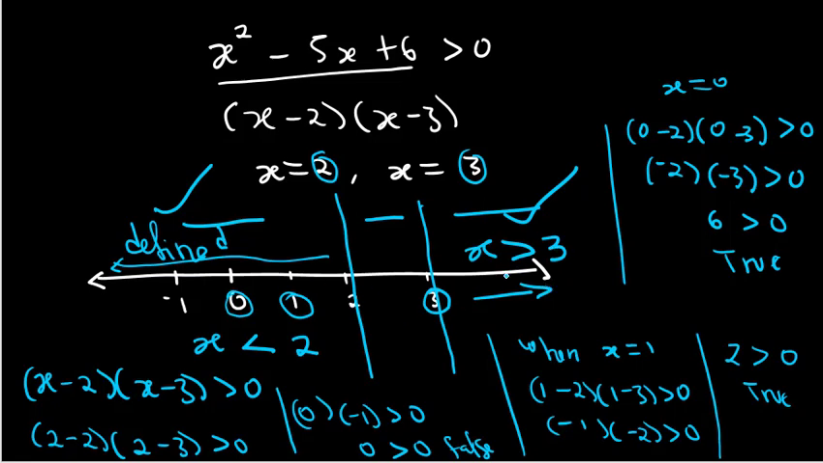These are the defined set of values. And if you are talking about the truth set, we mean the defined set of values. Therefore, our truth set is going to be x is such that x is less than 2 or x is greater than 3. This is the truth set of the quadratic inequality.